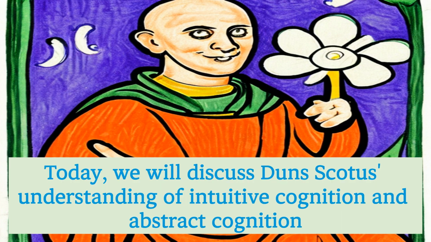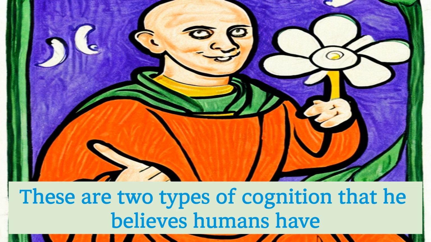Today, we will discuss Duns Scotus's understanding of intuitive cognition and abstract cognition. These are two types of cognition that he believes humans have.